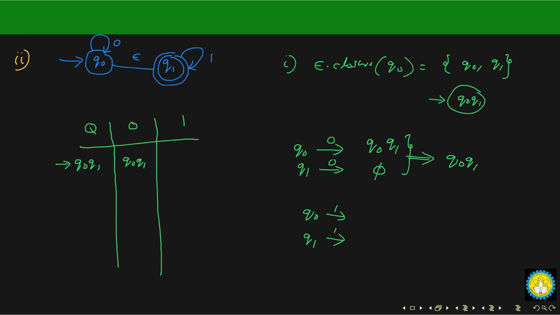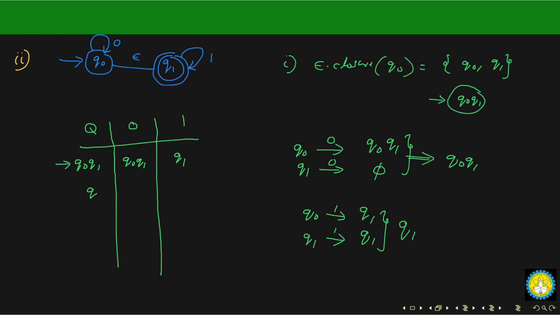Q0 on 1, there is Q0 on 1. So Q0 on 1 can be considered as epsilon 1, right? So it gets me to Q1. What about Q1 on 1? Q1 on 1 also gets me to Q1, right? So combined together again you get Q1. So we'll be getting Q1 here. So from this row only Q1 is a new state for us.